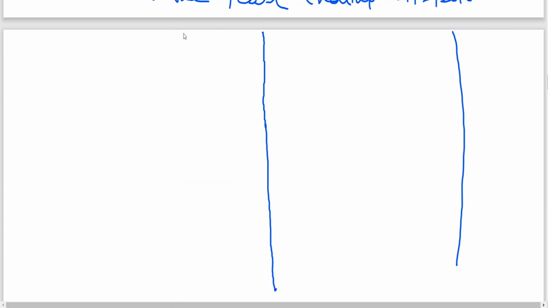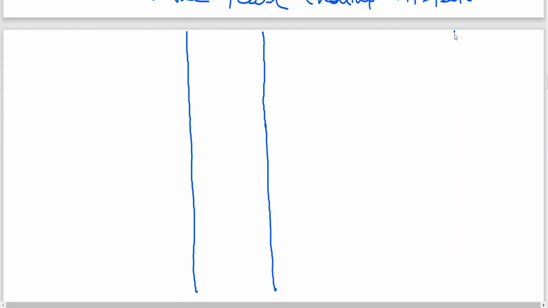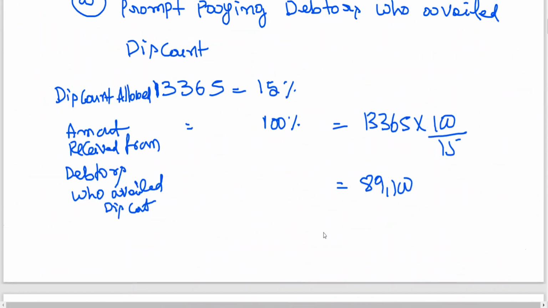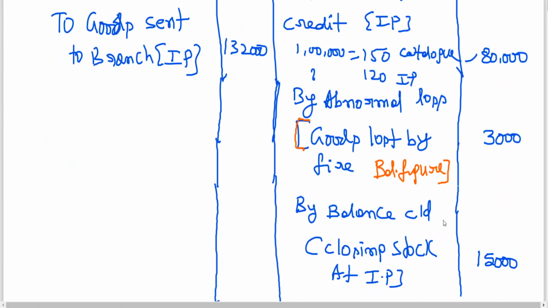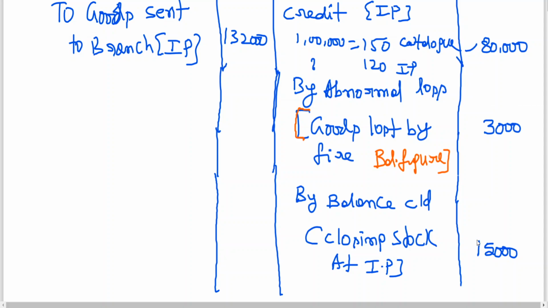Now, small things I am not going for working notes. All invoice prices have to be converted into cost price, including abnormal loss, because in this account everything has been taken at invoice price. For preparing the trading account, this is to be converted into cost price. Sorry, sales at invoice price only, invoice price or catalog price. Sales need no change, because on this only you will be getting profit. Abnormal loss at cost price. Closing stock at cost price. Okay, so we go for this.